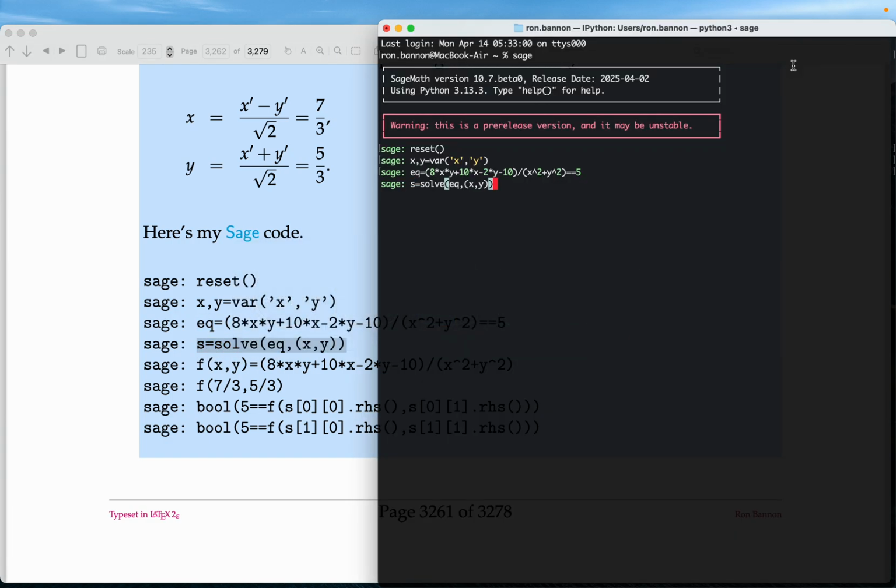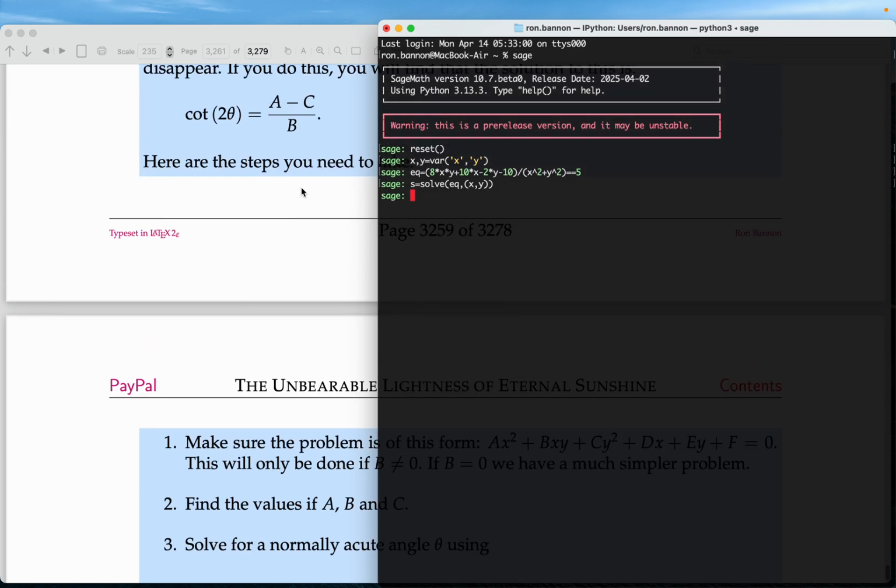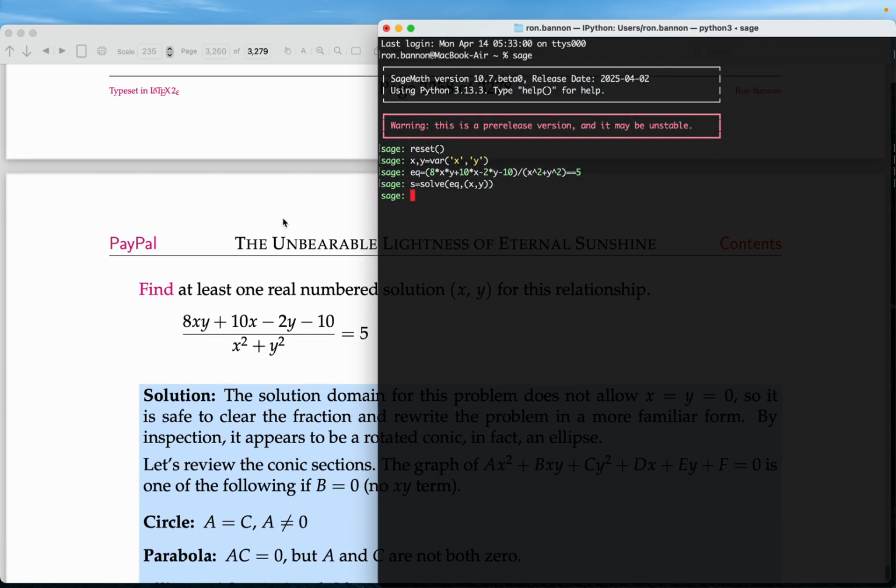Maybe I should go back over the actual problem. Let me just tell you what we just did. That's a long question, isn't it? But anyway, I typed in the equation, which is 8*x*y. You notice I'm using multiplication symbols; you have to. Plus 10*x minus 2*y minus 10, divided by x squared plus y squared, and that equals 5. The double equal sign is indicated in the equation. The single equal sign is called an assignment operator.